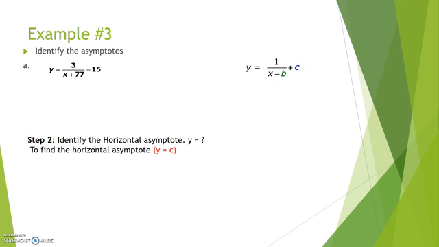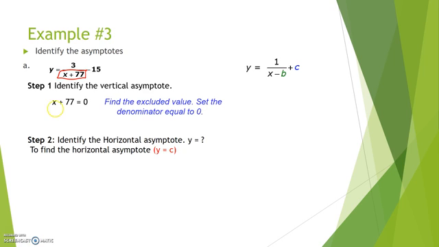Let's do another example working with asymptotes. We have y equals 3 over x plus 77, minus 15. Let's find our vertical asymptote. We look at our denominator and set it equal to 0. So x plus 77 equals 0. I'm going to subtract 77 from both sides, so x equals negative 77.